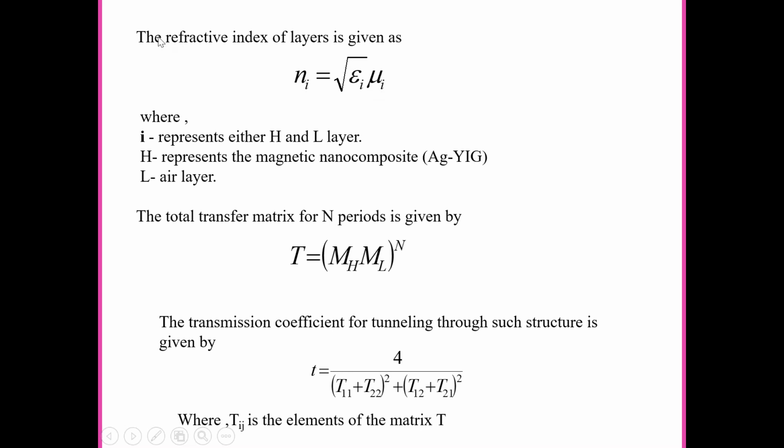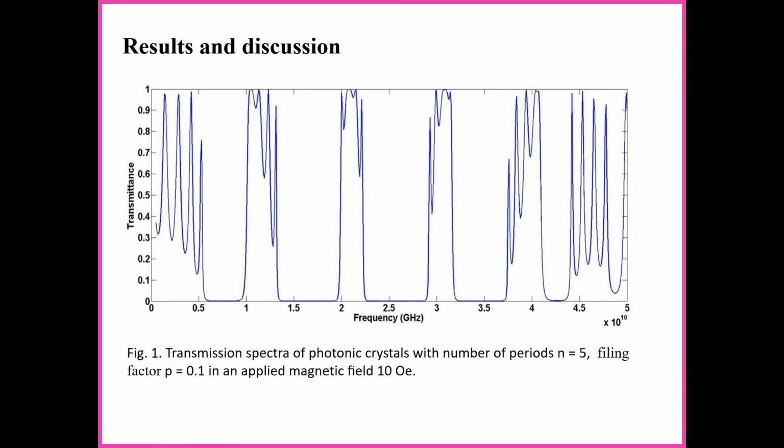By substituting this n i value in the matrix form, we can get the four matrix elements. By getting the matrix elements, we can find the values for the high and low layers. Then applying the transfer matrix method, we can find the transmission coefficient. T is equal to 4 divided by the square of the magnitude of T11 plus T22, plus the square of the magnitude of T12 plus T21, where T's are the elements of the matrix. So by using this matrix, straight away we can analyze the photonic band gap. By substituting the thickness value and the refractive index value, we can find the transmitted spectrum of the one-dimensional photonic crystal.